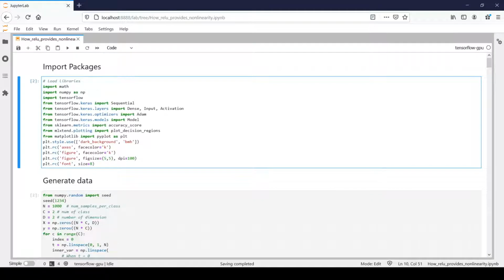ReLU is one of the popular activation techniques used within deep learning to find non-linear relationships within your data. And in this video, we will see how ReLU supports the non-linearity.